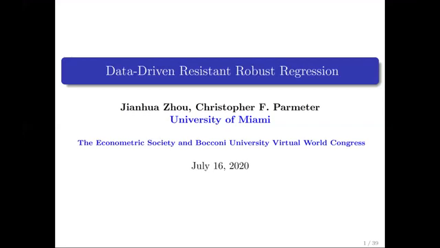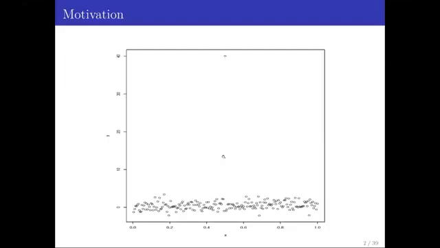Okay, great. So today my topic is data-driven resistant robust regression. So imagine you have a data set. That's the situation you met, where most of the data set is located at the bottom. However, there's one outlier, which is y equals 40. So ask yourself, what are you going to do?